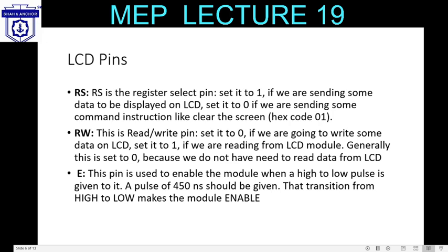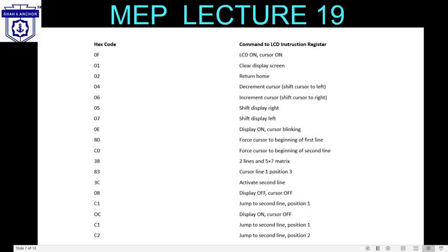Then the E pin, the enable pin, enables the module when a high to low pulse is given to it. A pulse of 450 nanoseconds should be given. That transition from high to low enables the module. So to enable the module, what is the value of the pulse? 450 ns.